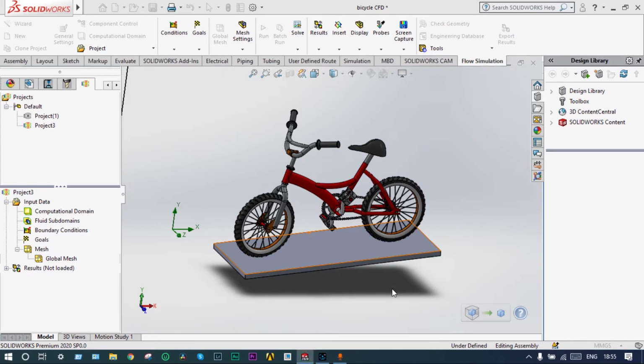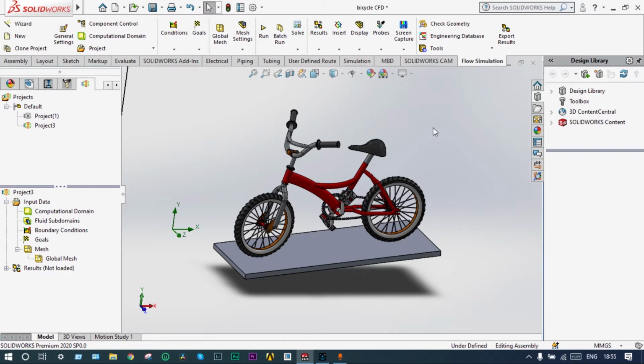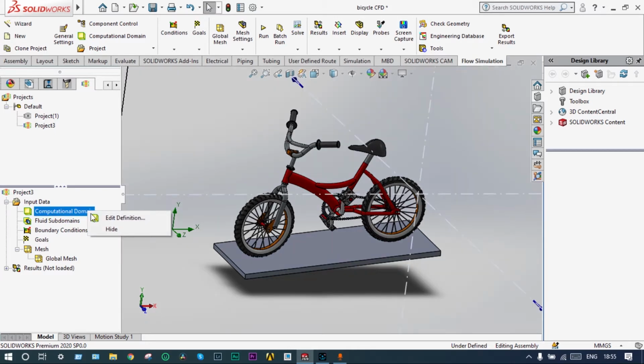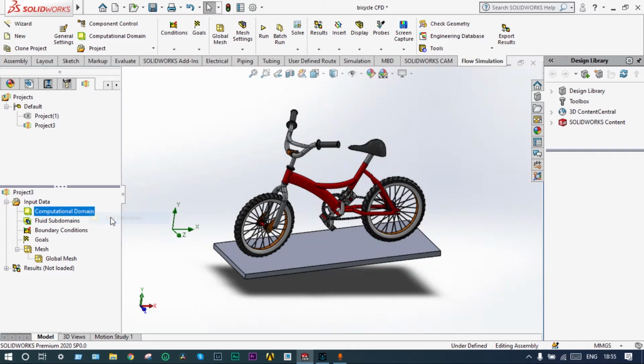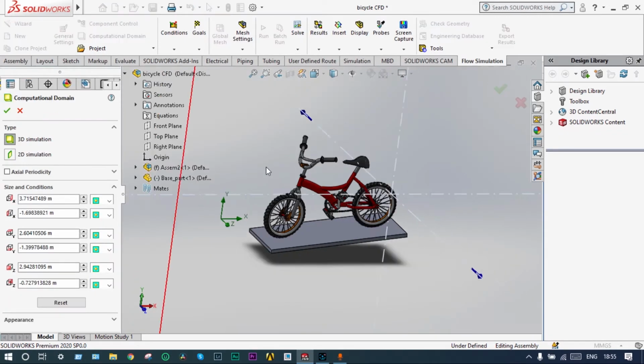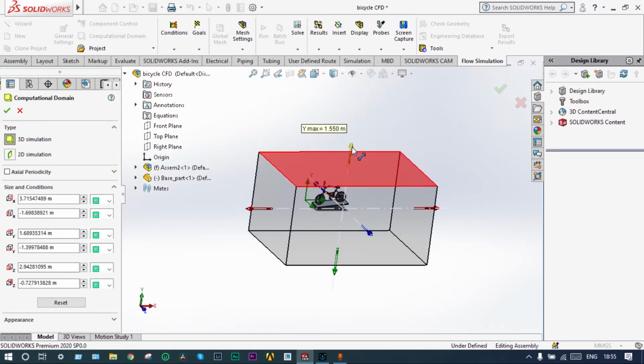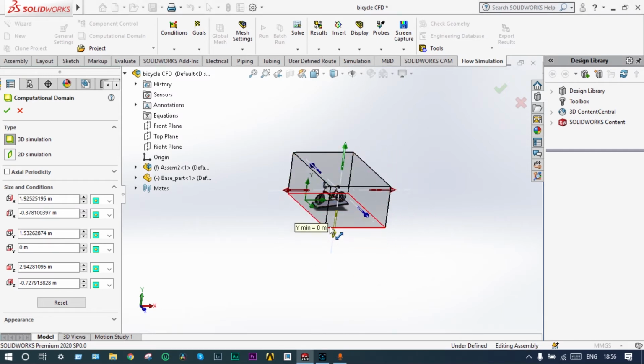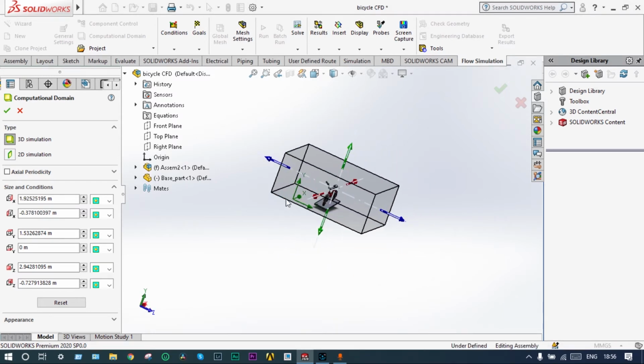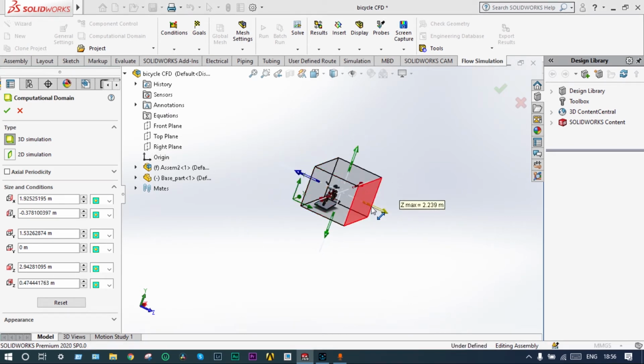Now it is ready for analysis. Before that we have to apply some boundary conditions, the speed of the wheel and the base part also have to be provided. First of all, we'll see the computational domain. Edit definition of computational domain. The domain is actually the total space for this calculation or this analysis. If we make the domain small, analysis can be done in a very short time. We're making the domain a little bit smaller, in which the analysis takes very little time.